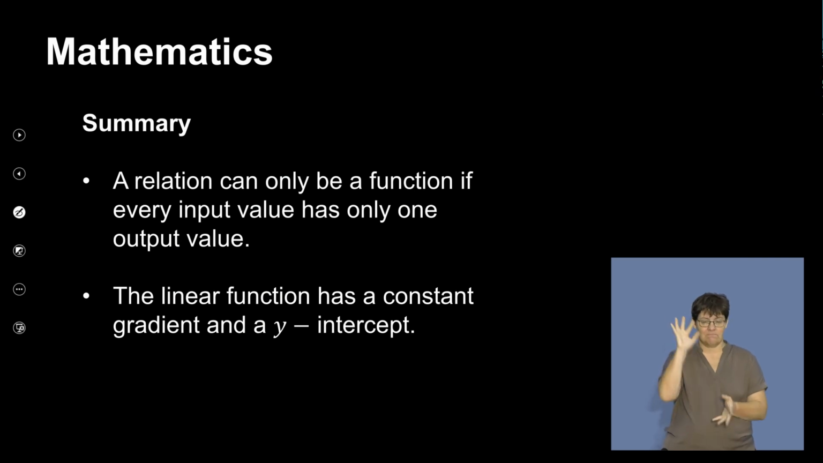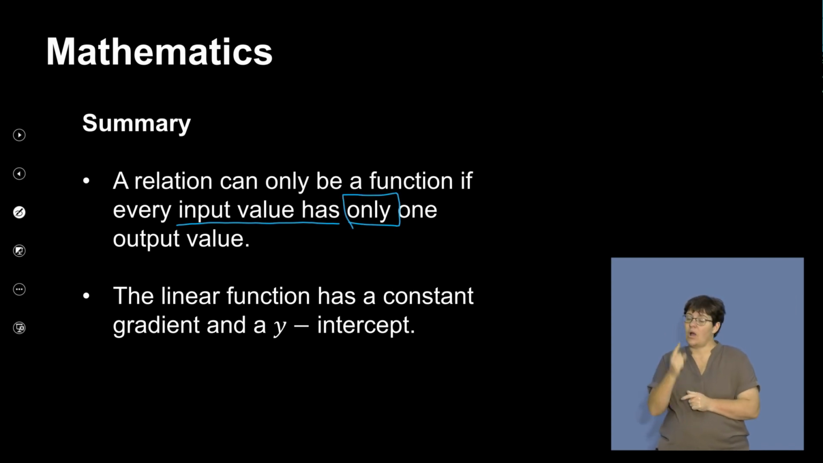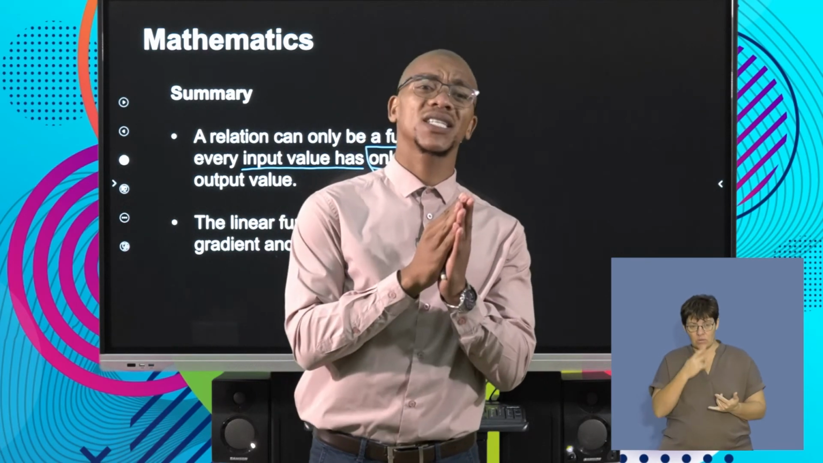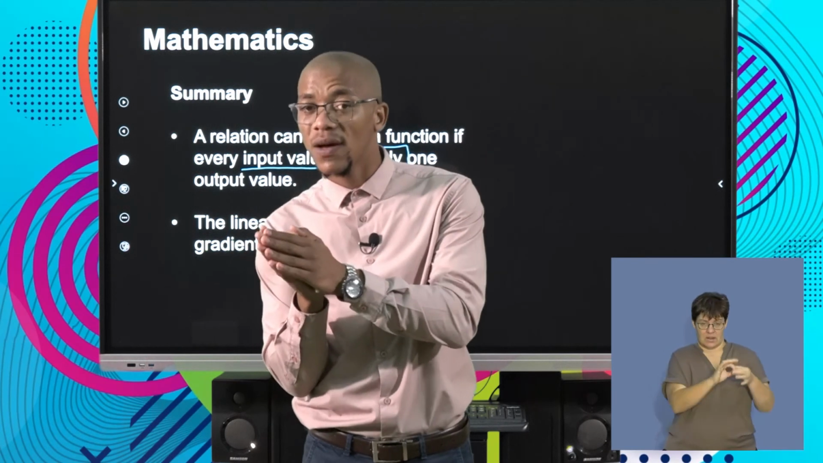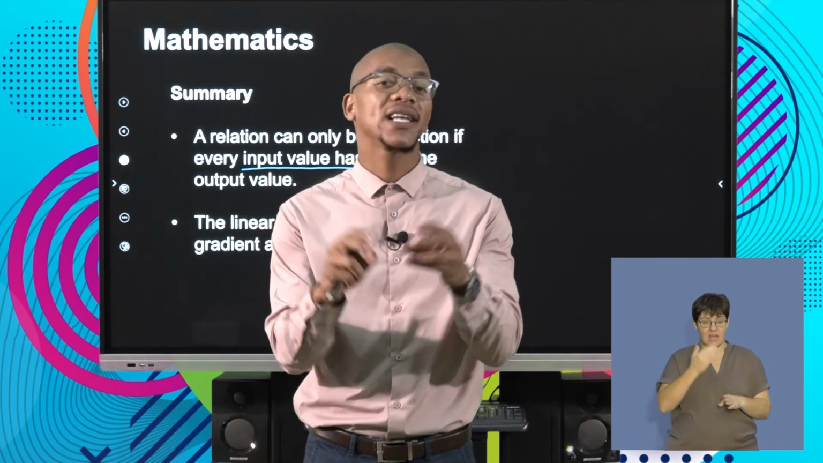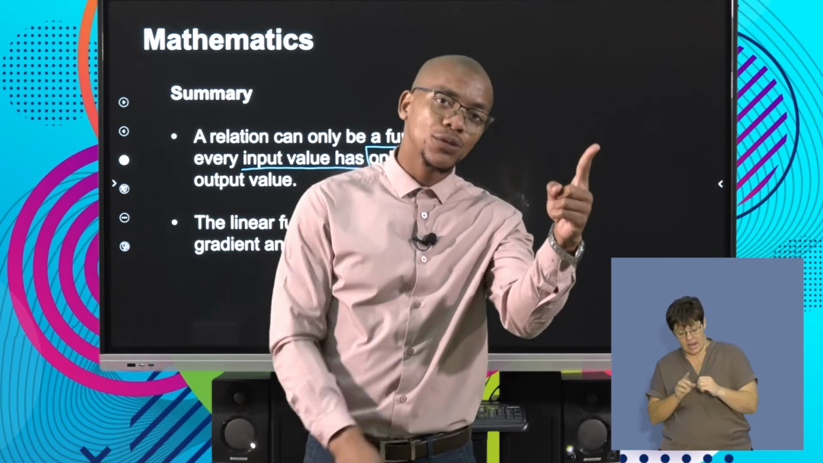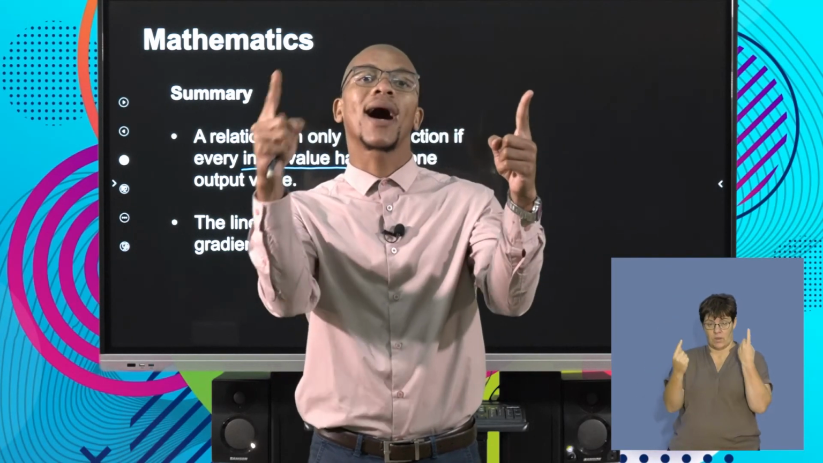Now, just to summarize what we've looked at, guys, and then I'm going to give you one more example that I want us to please quickly look at. A relation can only be a function if every input value has only, guys, the golden word here is the only, one output value. If it has more output values, then you are no longer talking about a function. Now you are just talking about a relation, right? For that relation to be classified as a function, one input must always give me only one output.